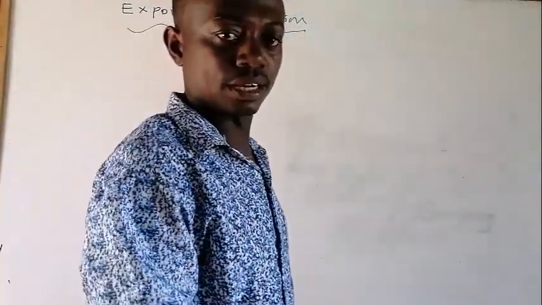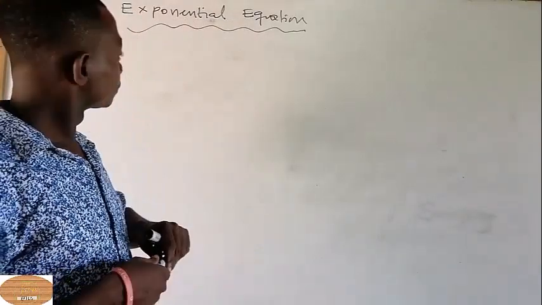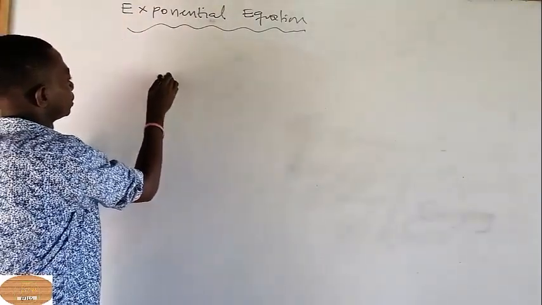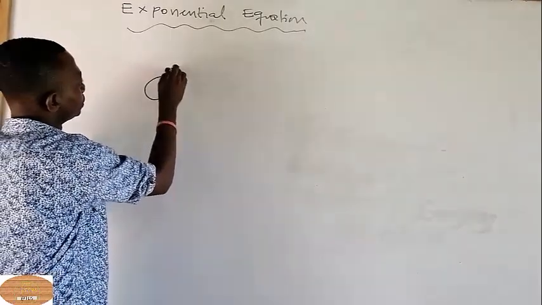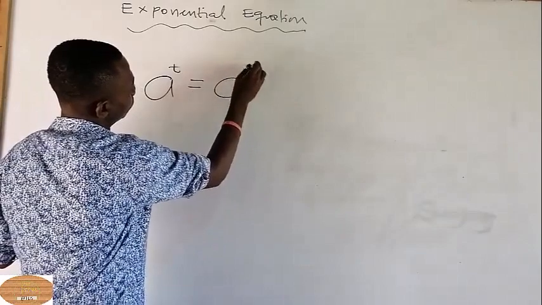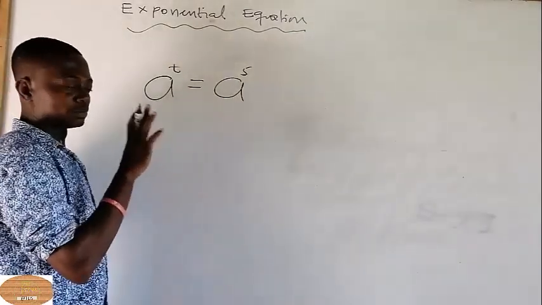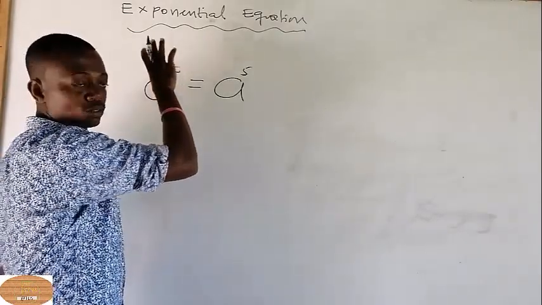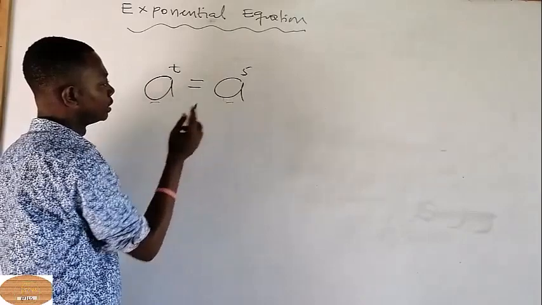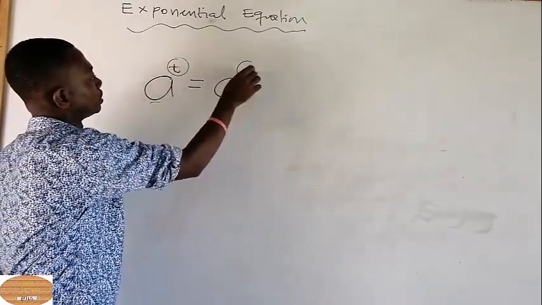Alright, my name is Tevi Adam Kwasamuel. We are going to look at exponential equations. In case we are given, let's say, a to the power t equals a to the power 5, what it means is that the left hand side is equal to the right hand side. We have a here, a there, so this one goes to this.